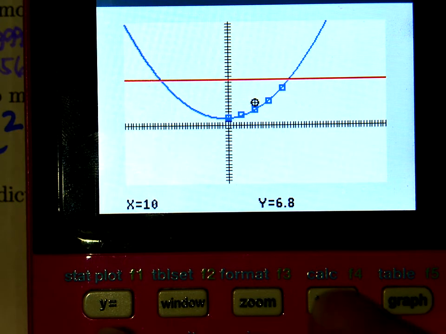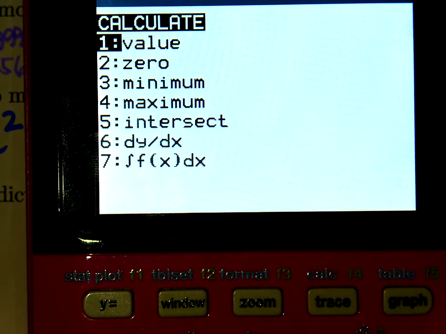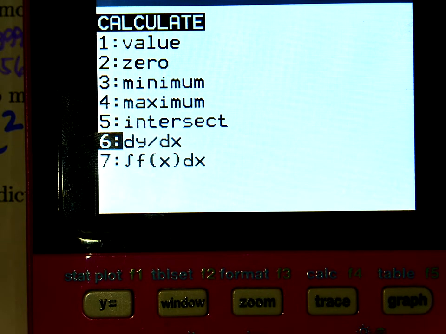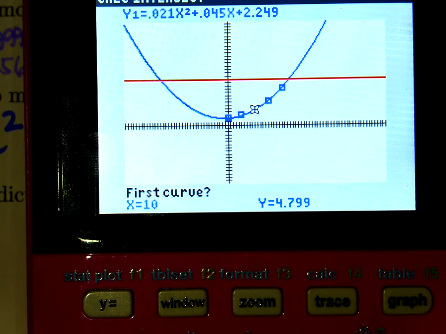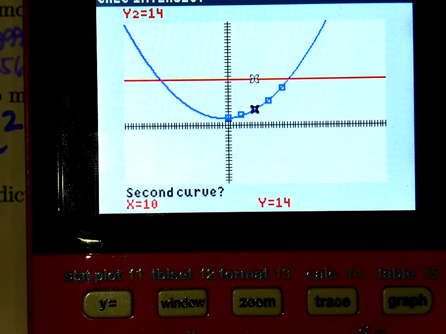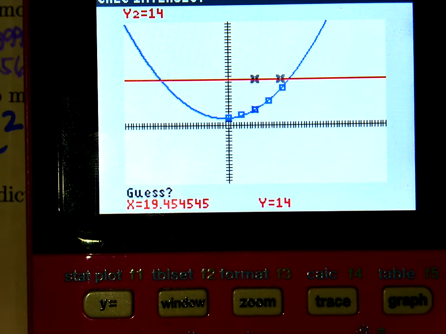So let's go second, calculate, find out where they meet. Where do they intersect? First curve is blue, second curve is red. So this just solved our equation and found that the x value is about 22.6.